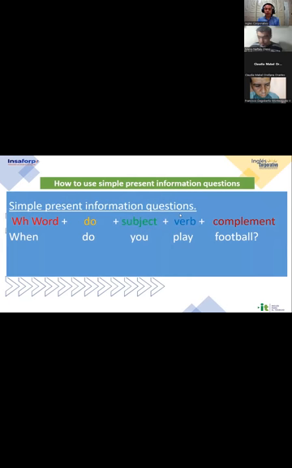Look, this is the structure, right? Information question: word, when, auxiliary do, subject you, the verb, right? And the complement, that is not really important. Well, it is important, but not for the structure. Just give me a second, please.